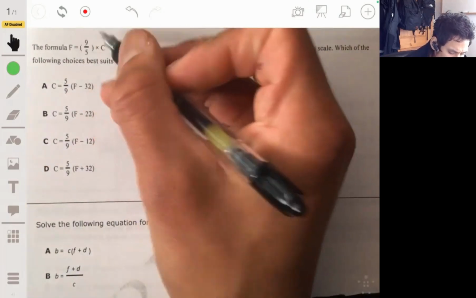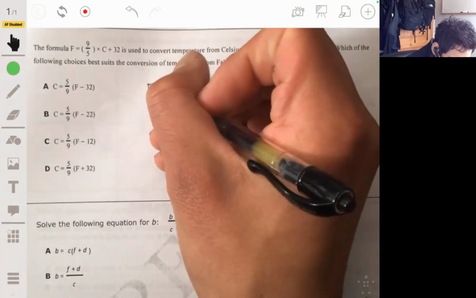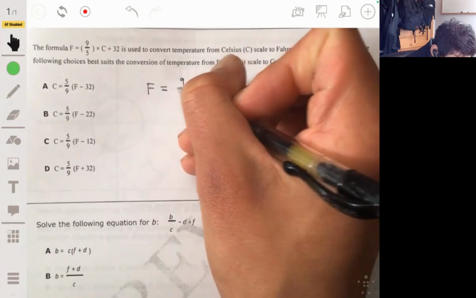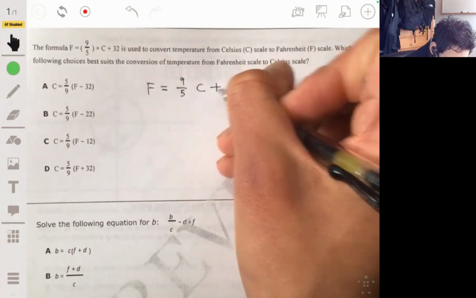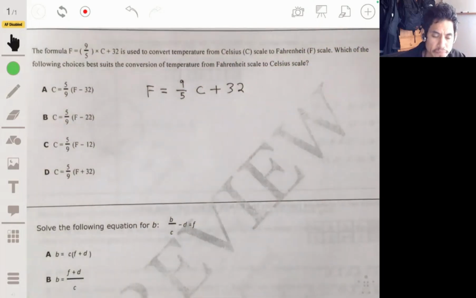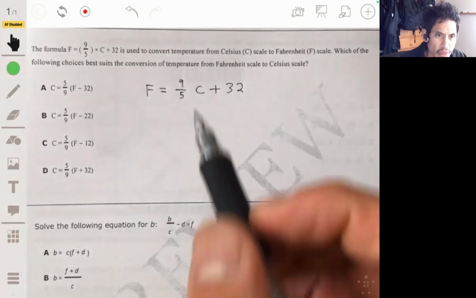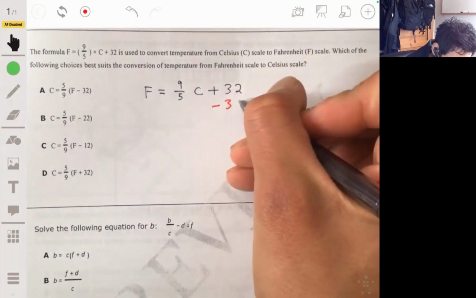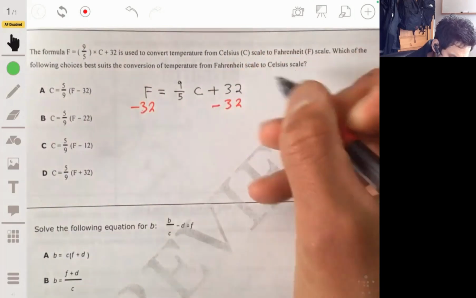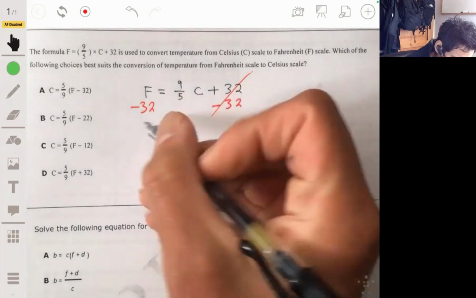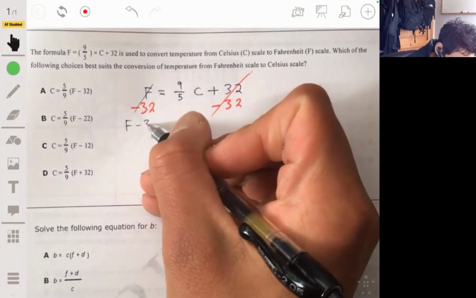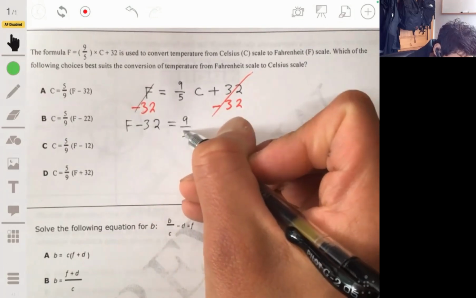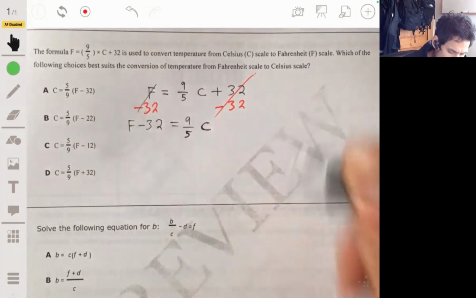So essentially, we're just going to solve this equation for C. So let's rewrite it over here. F is equal to 9/5 C plus 32. And then from there, we're going to take away 32 from each side of the equation. And we'll get F minus 32 is equal to 9/5 C.